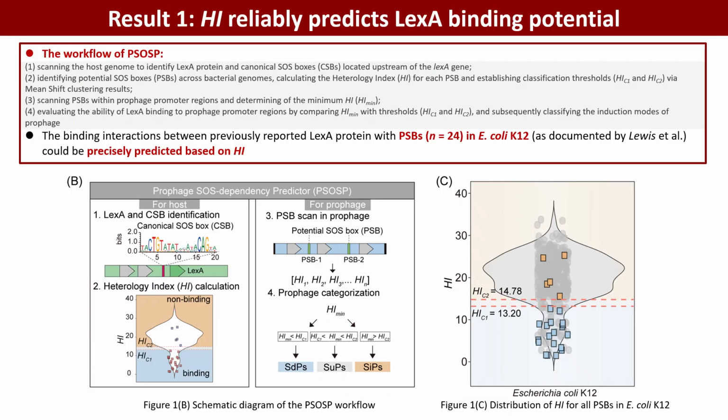Previous studies have utilized the Heterology Index to assess the binding affinity between the LexA protein and the SOS box. Inspired by this, we propose the development of a tool named SOSP based on HI to determine whether prophage induction is dependent on the SOS pathway. To validate the reliability of HI in predicting binding, we first calculated the HI values for all potential SOS boxes in E. coli K12 and determined an HI threshold through clustering analysis using the mean shift statistical method. The comparison with the experimentally determined LexA DNA binding data reported by Lewis et al. revealed a prediction accuracy of 100%, demonstrating that HI can reliably predict the potential of LexA binding.